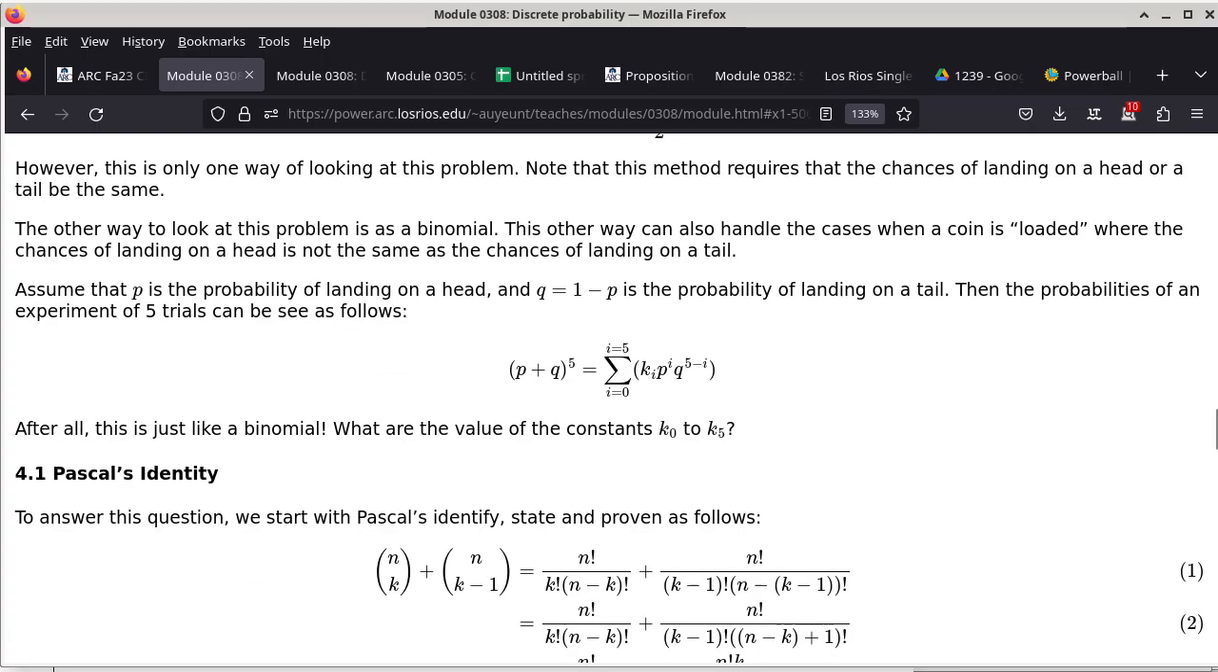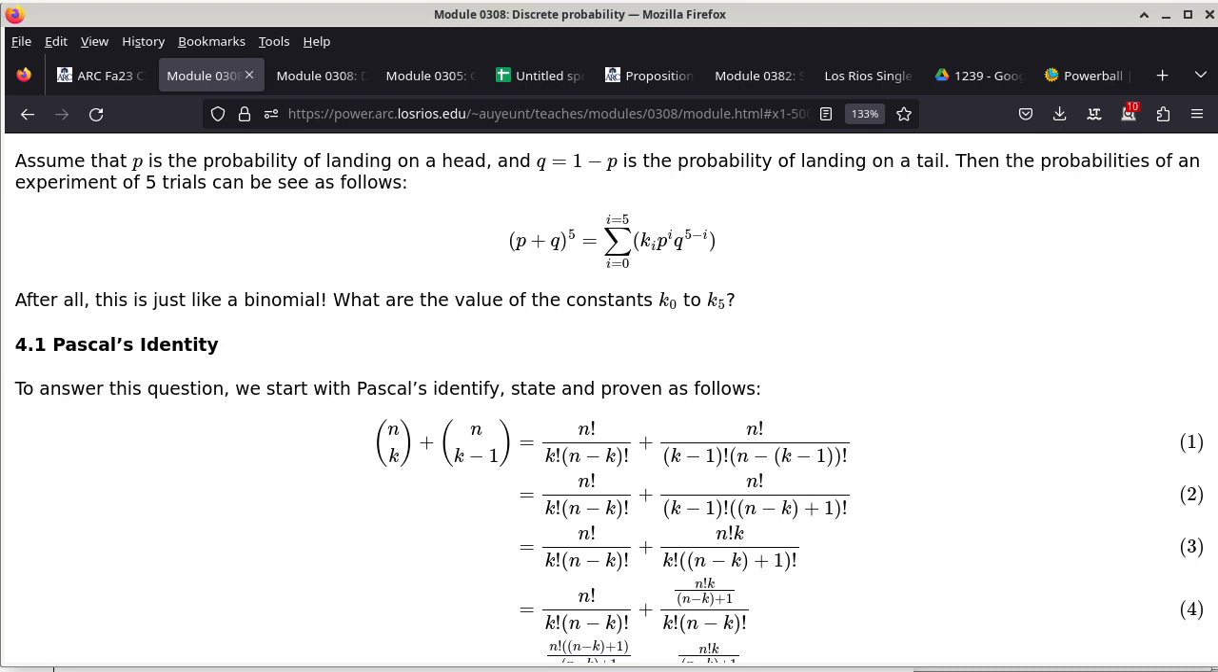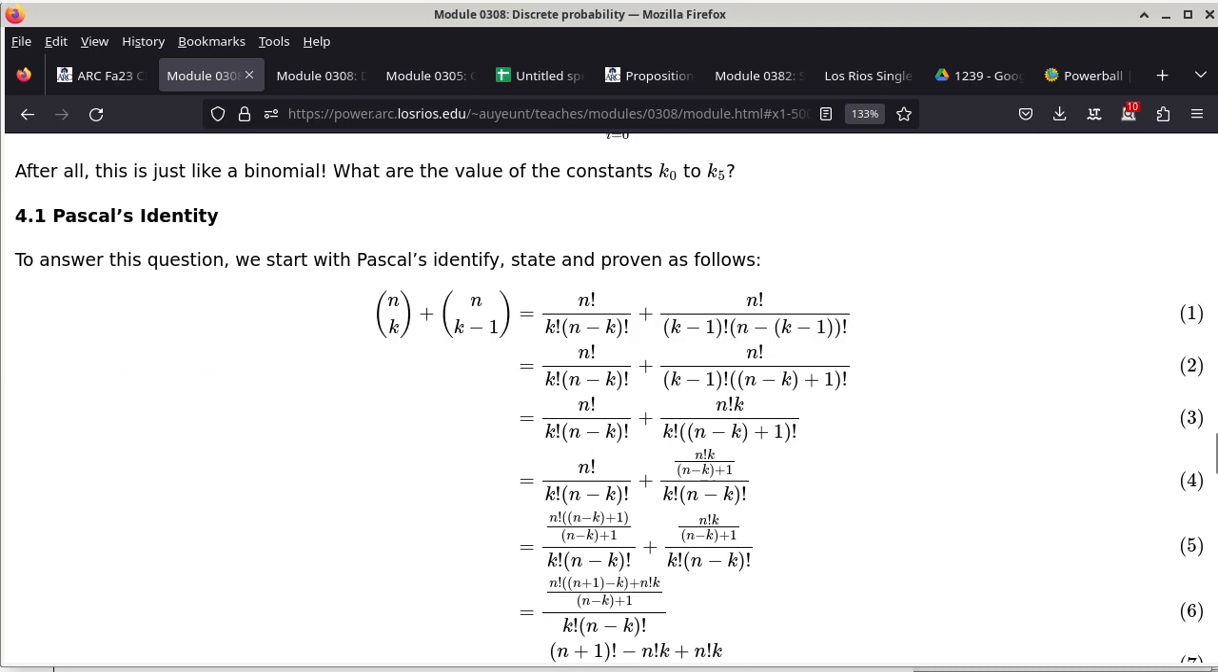So now we are getting into the actual theorems that we need to understand. Now we have Pascal's identity. It is a theorem, but the way it's proven is fairly straightforward. So Pascal's identity starts with n choose k plus n choose k minus 1. And then out of the definition, we expand n choose k to be n factorial divided by k factorial times n minus k, the whole thing factorial. And n choose k minus 1 is the same way.